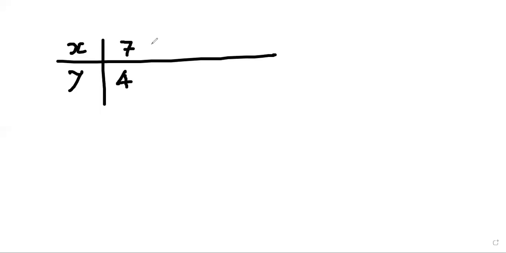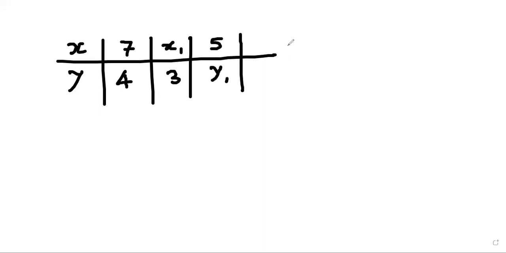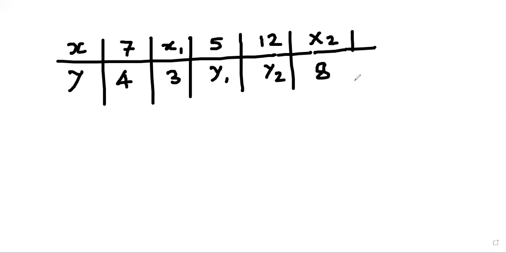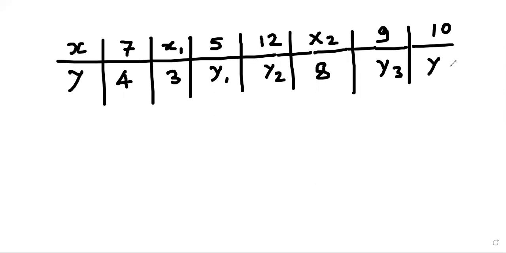Now, questions for you. X upon y. X is 7, y is 4, y is 3, what is it? We have to find out. Then suppose this is 5, then what is y? You have to find out. Then suppose this is 12, what is y2? Suppose this is 8, then what is x2? Then suppose this is 9, so what is y3? Then suppose this becomes 10, and what is y4? So this is the first question. Here you have to find out x1, y1, y2, x2. These are variables you have to find out.